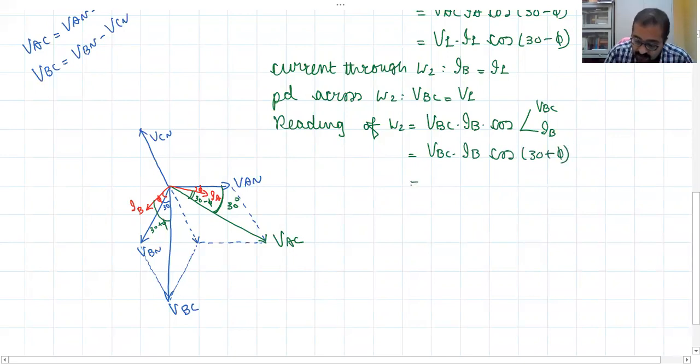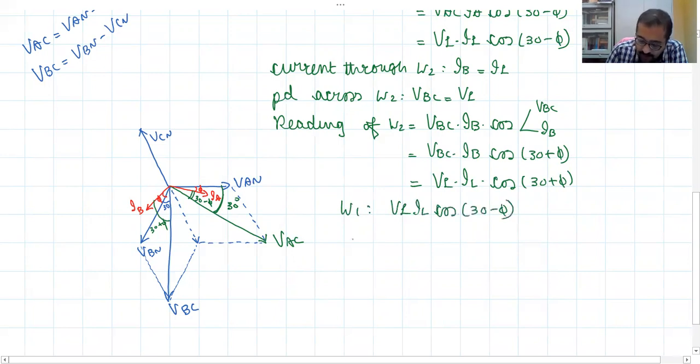Fine. Now what is VBC? It is VL. What is IB? It is line current magnitude into cosine of 30 plus phi. Okay, so we have W1 as VL IL cos(30 minus phi) and W2 as VL IL cos(30 plus phi).